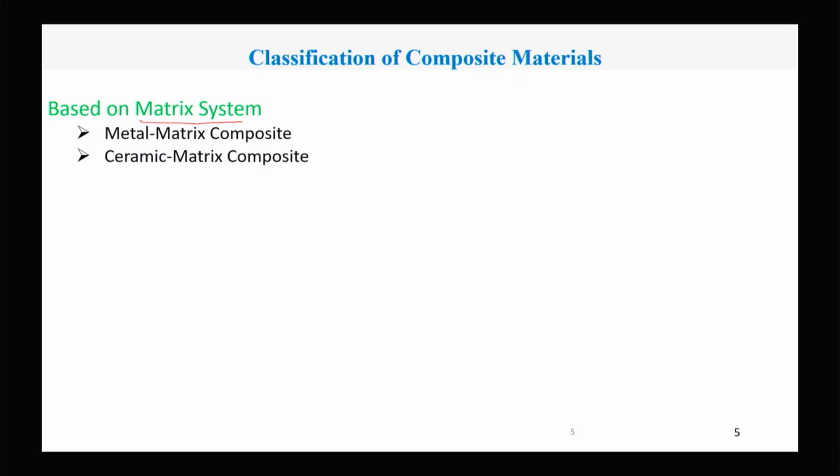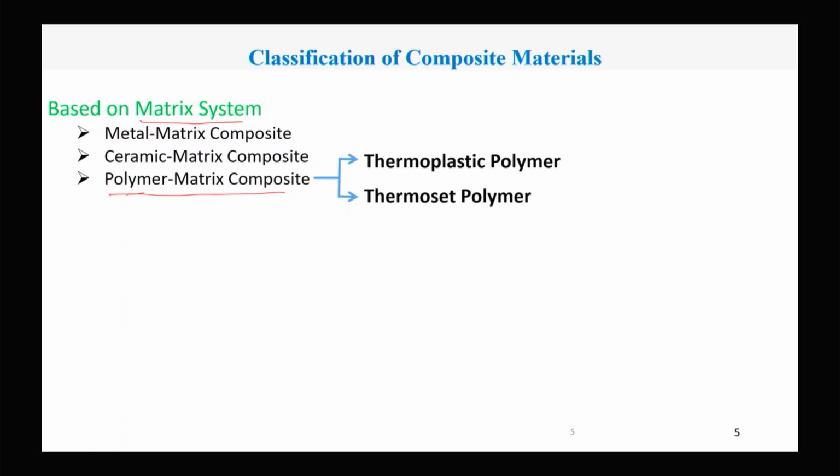So if you want to classify the composites based on matrix system, we can classify based on what type of matrix we are using. If we use metal as a matrix, then we will call it metal matrix composite. When we use ceramic as a matrix, ceramic matrix composite, and in case of polymer as a matrix, it is called polymer matrix composite. And polymer matrix composite is again classified into two parts.